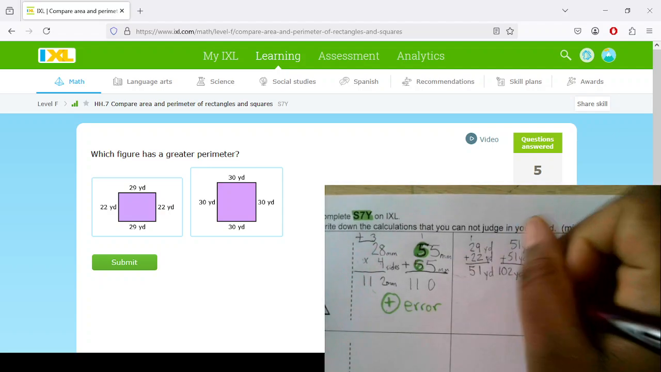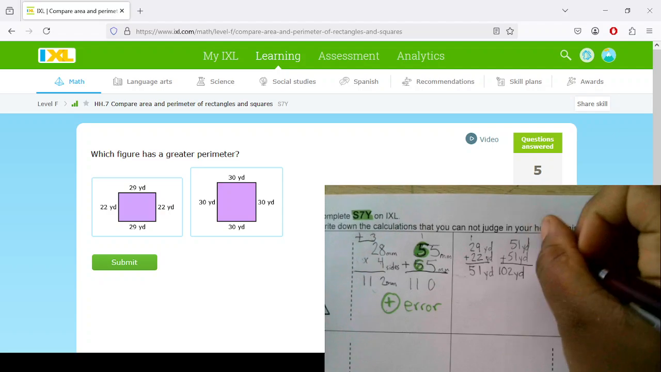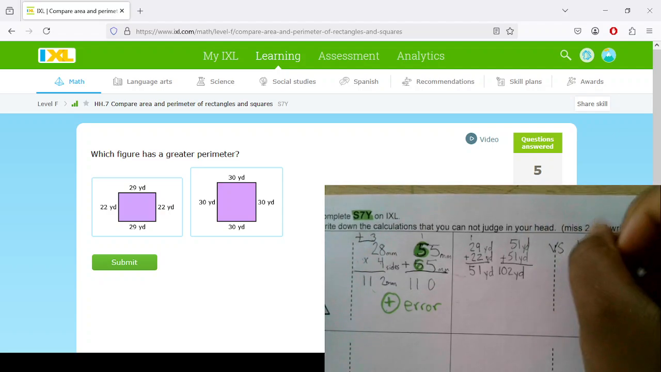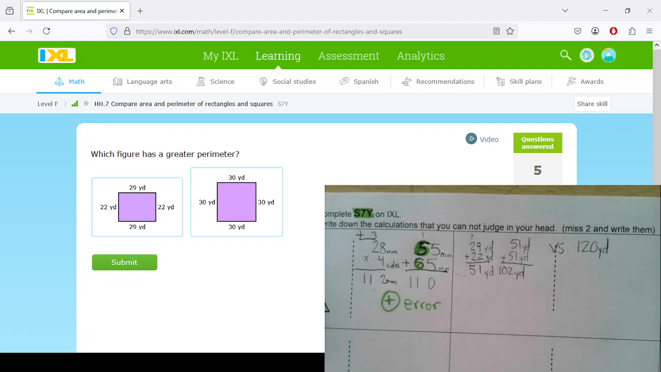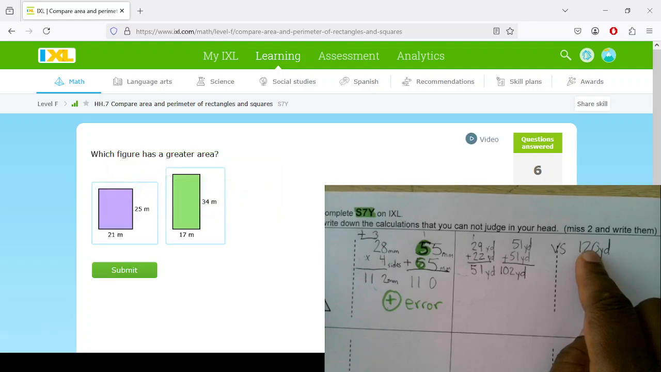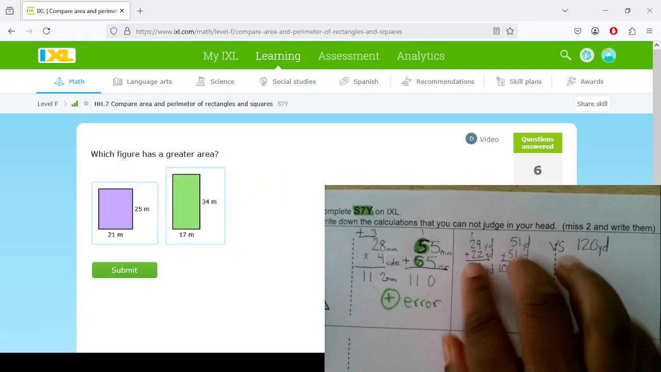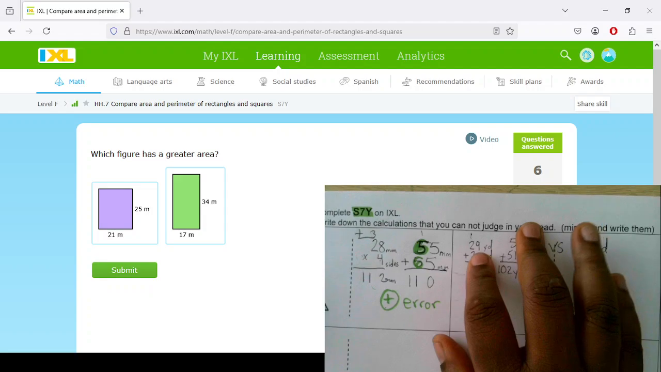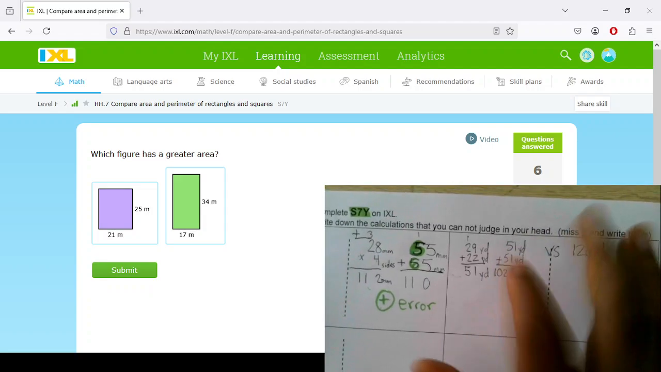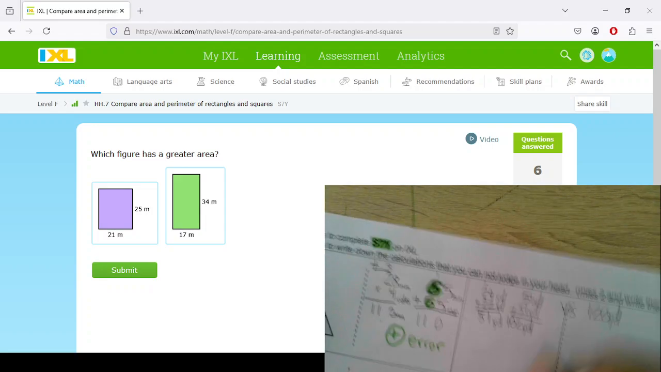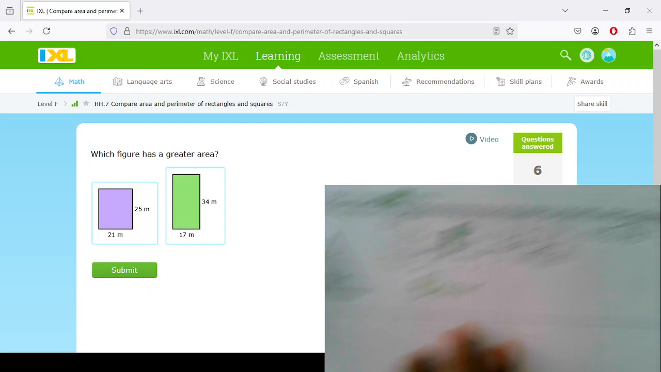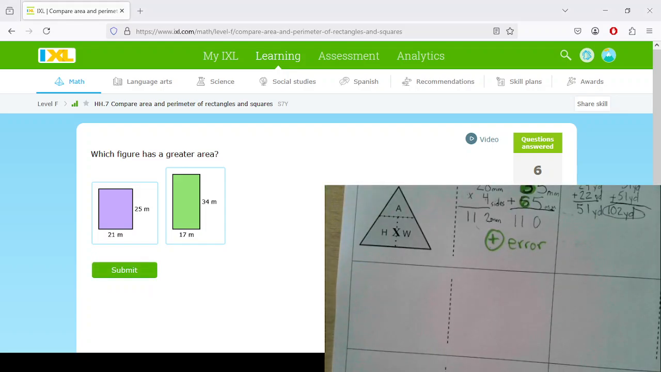So I'm looking at 102 yards versus 120 yards. Which has a greater perimeter? The 120 yards. So see how here I had to write down 2 calculations just to find one perimeter. Here I was able to do it in my head, and I just wrote down the numbers so I don't hold a lot in my head. And then I just had to compare 102 yards and 120 yards. Last one we're going to do together.